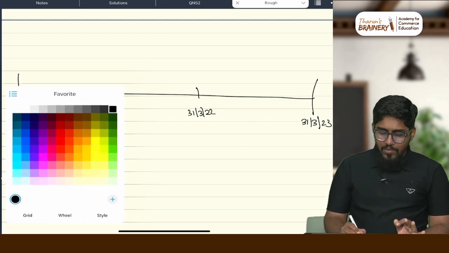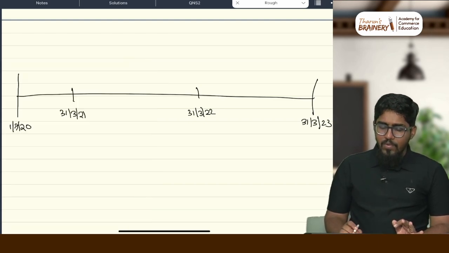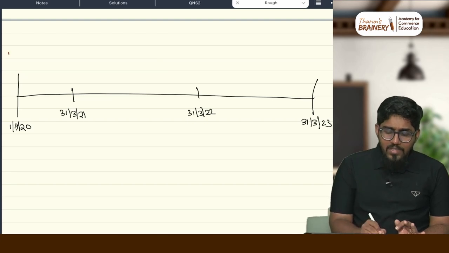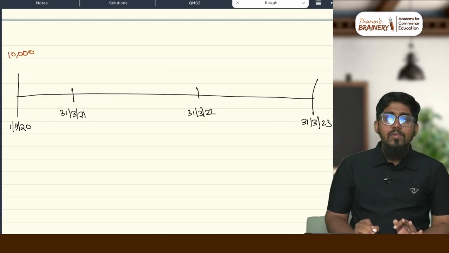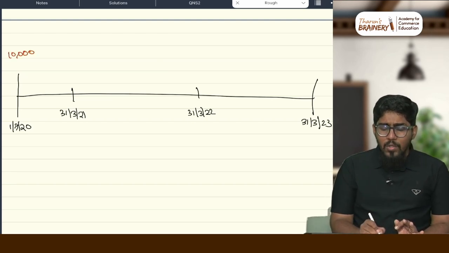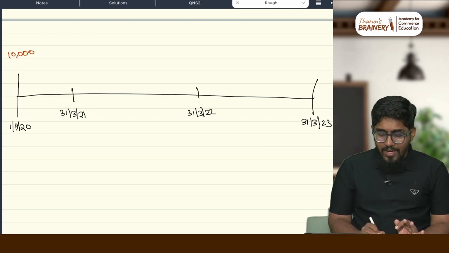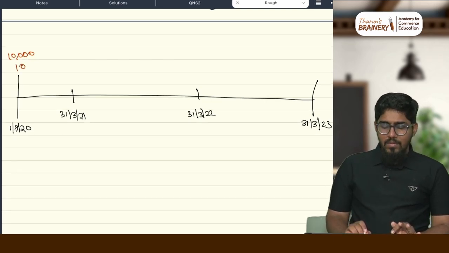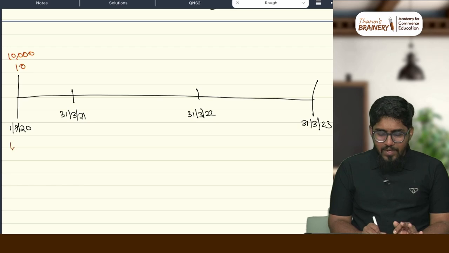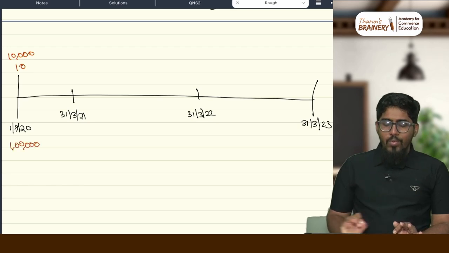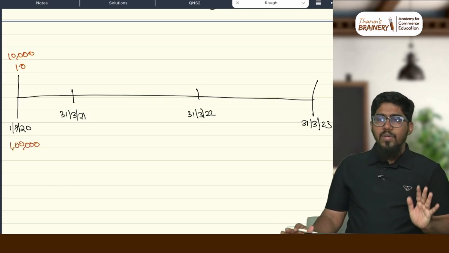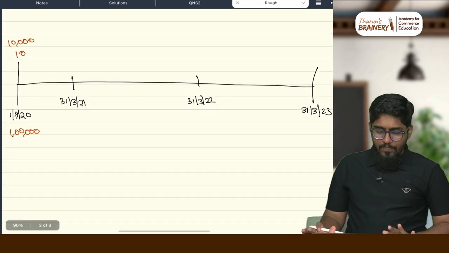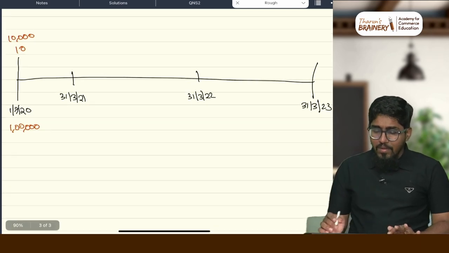Just write the question first. How many units have I purchased? 10,000 units I have purchased. What was my NAV? My NAV was 10 rupees. So this is the NAV. What is my value of investment? 1 lakh rupees is my value of investment. Till now, are you all with me? Super.